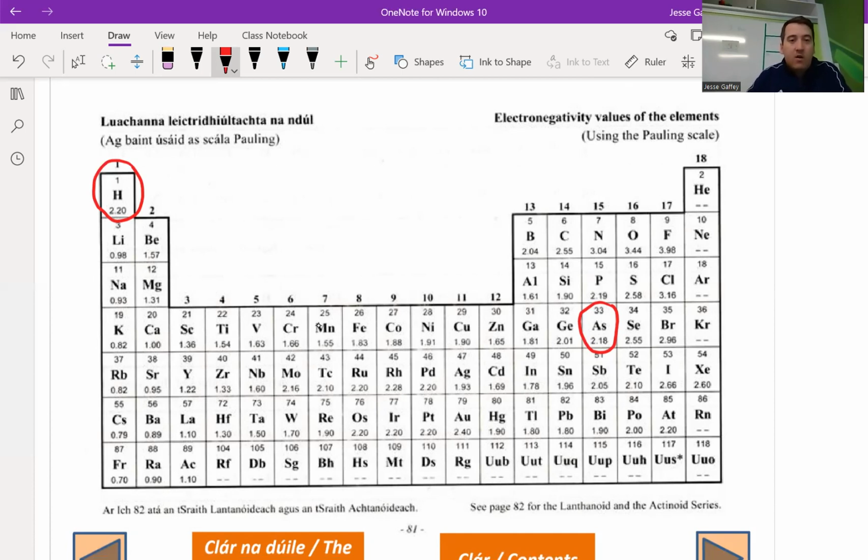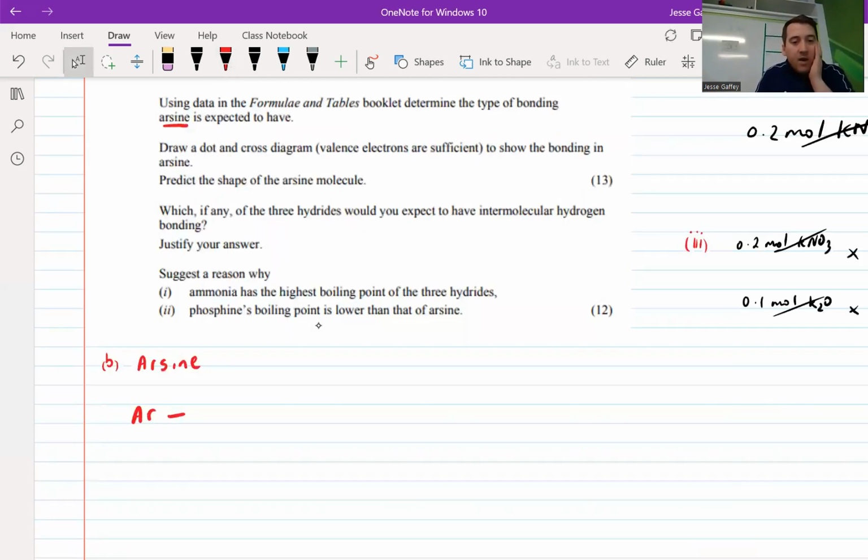All right, so back to our question now. So arsine, we want to find out what type of bond the As-H bond is, because that's the only bond in here. There's three of those type of bonds. Well, arsenic was 2.18 in electronegativity. Hydrogen was 2.2. We find the difference between them, guys. Pause the video, find the difference.